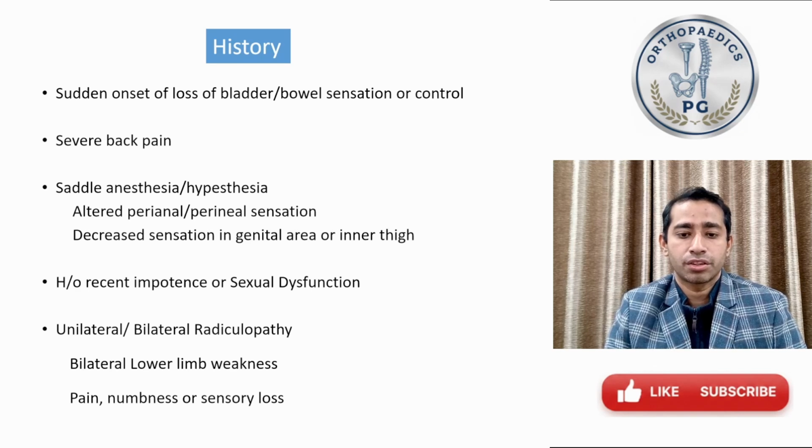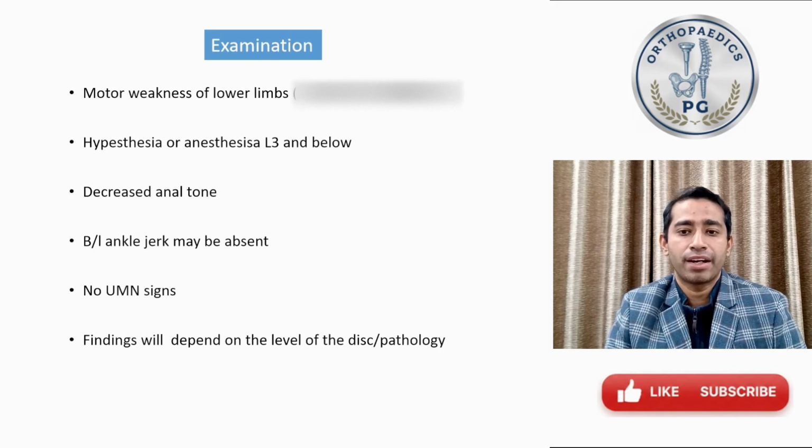Other history features are unilateral or bilateral radiculopathy, which may present as bilateral lower limb weakness or pain, numbness, or sensory loss in the lower limbs. Examination findings are motor weakness of the lower limbs. Other examination findings may be hypoesthesia or anesthesia of L3 and below. It is very important to check the anal tone in patients as the anal tone may be decreased.